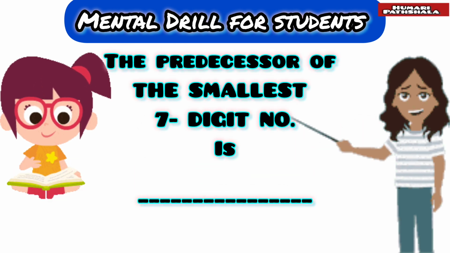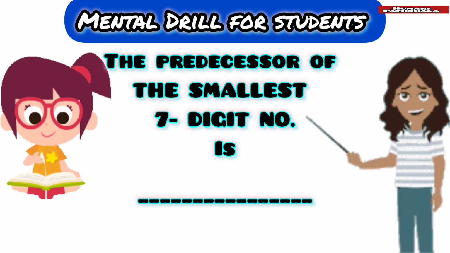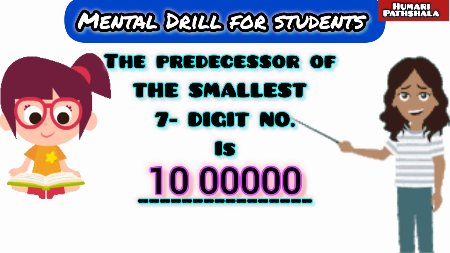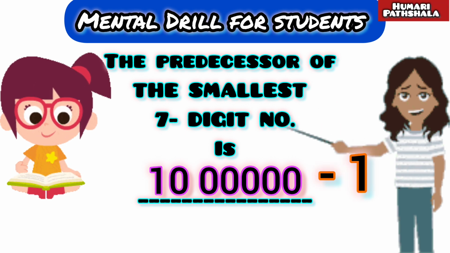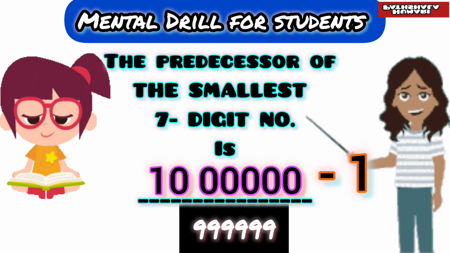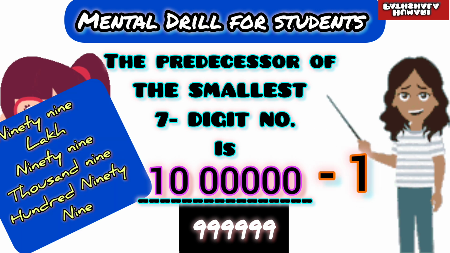Next question is, the predecessor of the smallest 7-digit number. Predecessor means one before. So what is the smallest 7-digit number? 1, then 6 zeros. This number is 10 lakh. So what will be the predecessor of 10 lakh? Subtract 1 and the answer is 999,999. This is the largest 6-digit number. If we subtract 1 from the smallest 7-digit number, the answer will be the largest 6-digit number.